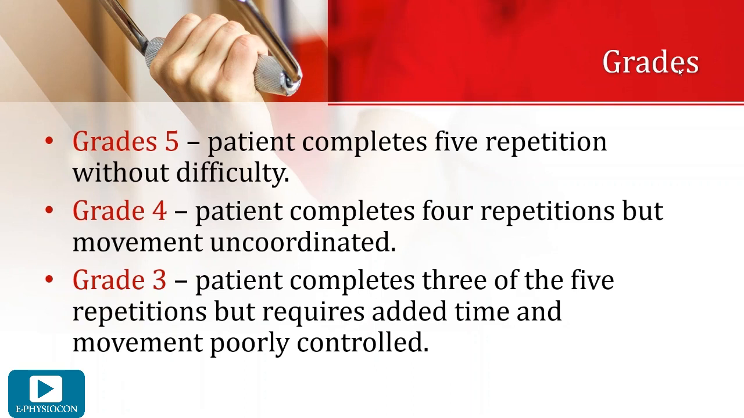Grading accordingly. Grade 5: patient completes 5 repetitions without difficulty. In grade 4, patient completes 4 repetitions but movement is uncoordinated. There is slight loss of coordination. In grade 3, patient completes 3 of 5 repetitions but requires added time and movement is poorly controlled. The patient takes a larger amount of time to complete the repetitions.